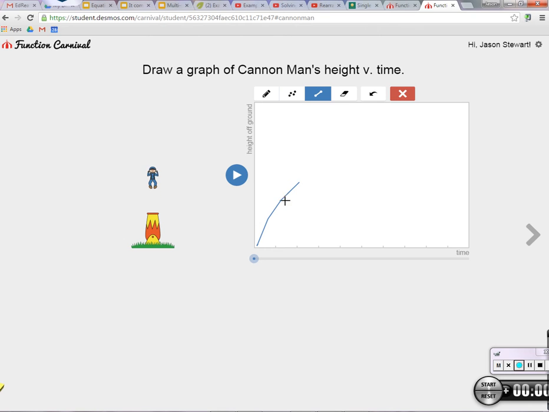That would mean he's going faster if it was flatter like this? No. Let's see. Could he be going faster here or here? The first one. Let's watch. Now mine's the blue guy, and the green guy is the actual one that we saw a second ago.